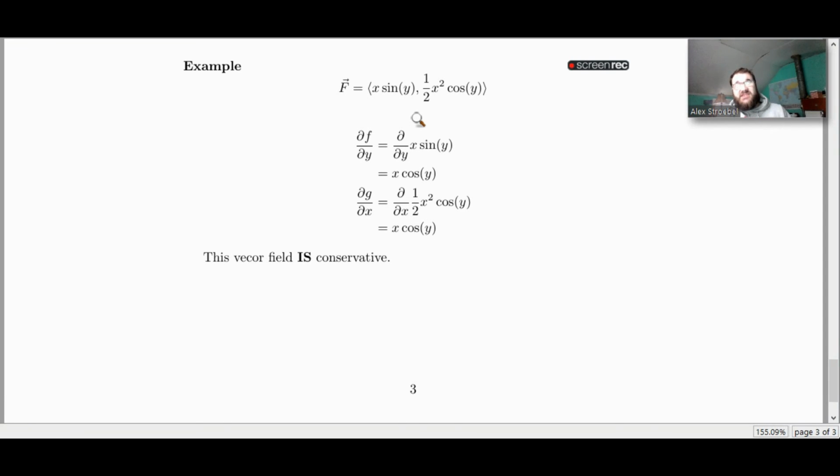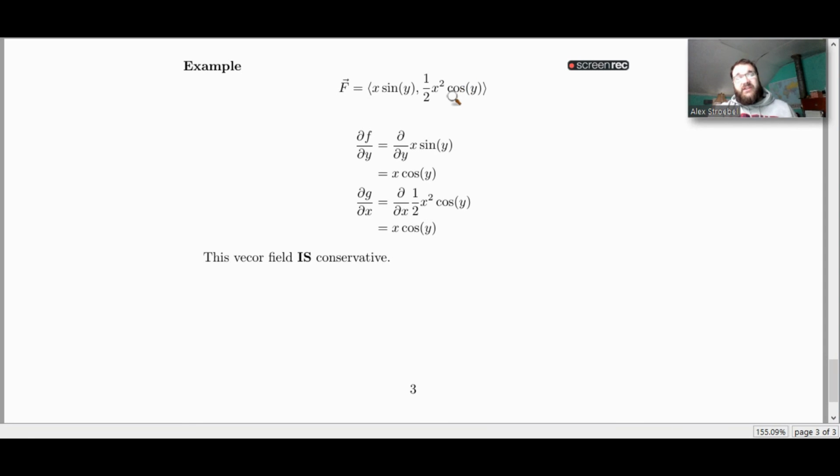So this is just another example. Our vector field here is x sine of y, and then 1/2 x squared cosine of y. So if we take the derivative of the function in the x coordinate with respect to y, we treat x as a constant, the derivative of sine of y is cosine of y, we get x cosine of y.